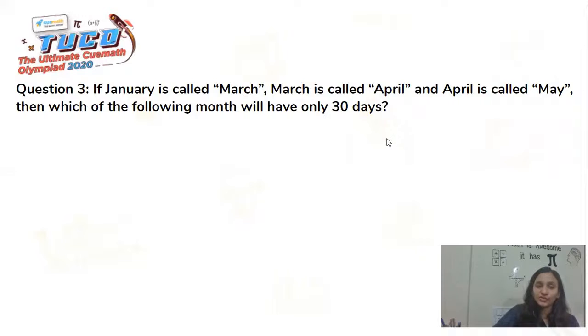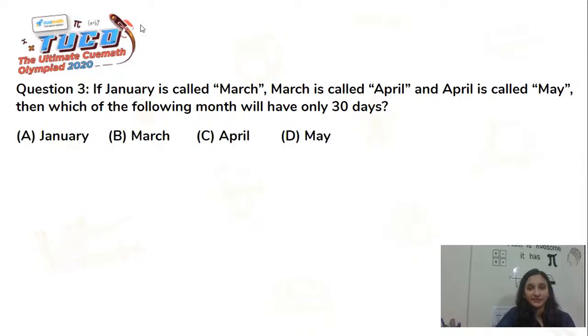Okay, another question which is based on substitution coding, but it also involves months here. So you should know the concept of the calendar, how to read a calendar, know your months, how many days are there in each month, all of that you should know. So it says here, if January is called March, March is called April, and April is called May, then which of the following month will have only 30 days? These are all the options that we have.